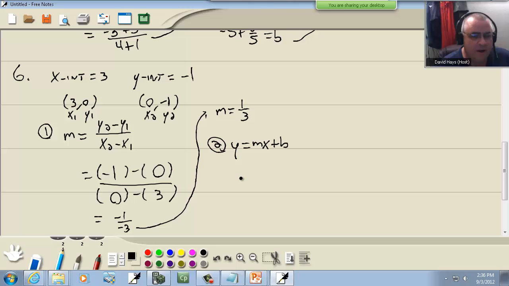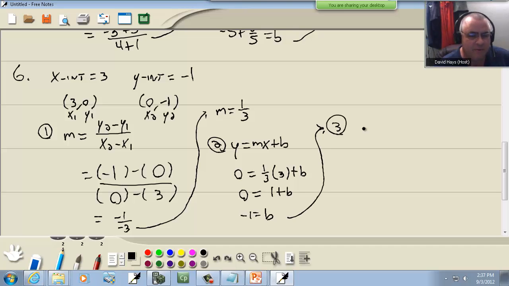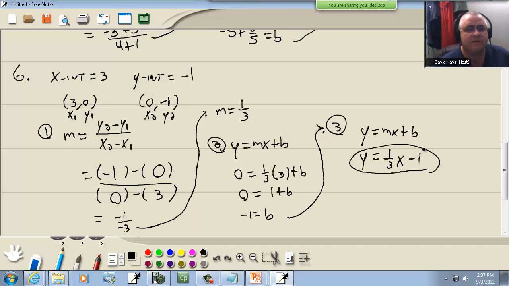So put 0 in for y. M was 1/3, and x is 3 plus b. 1/3 times 3 gives me 1. Take the 1 over the left side, becomes a -1. And we found our y-intercept. Found b. Okay, so now step 3. Write your answer down. M we just said was 1/3, and b is -1. So that'd be our answer.